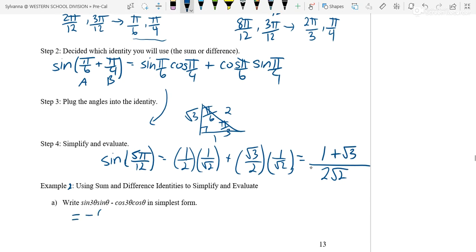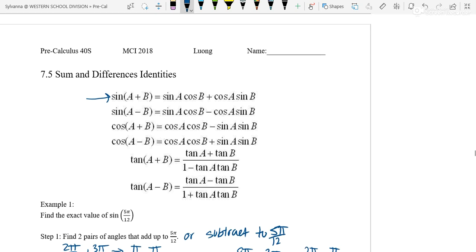Then I'm left with positive cos 3 theta times cos theta, and then minus sine 3 theta sine theta. Okay, now this looks familiar. Cos cos minus sine sine. That's this one right here, cos of A plus B.